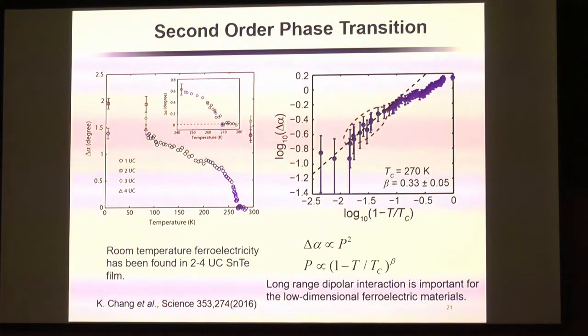We carefully studied the transition behavior around the TC. We measure delta alpha, because delta alpha is proportional to the square of the polarization P, and P has a relationship with temperature. That's how we determine the critical exponent beta. This beta is quite close to 0.33, which means that the long-range dipole interaction is also important for this low-dimensional ferroelectric material.